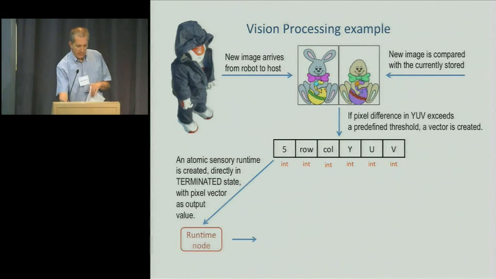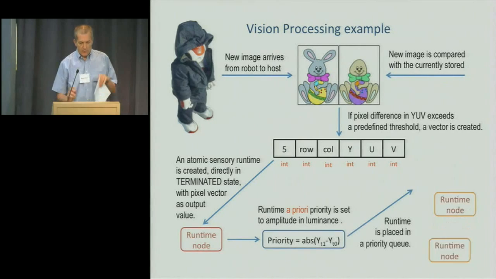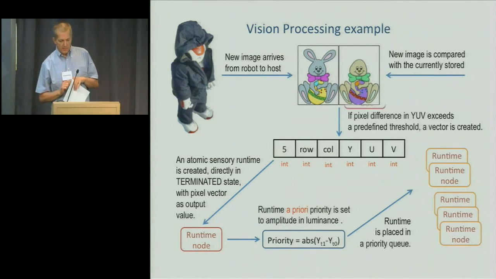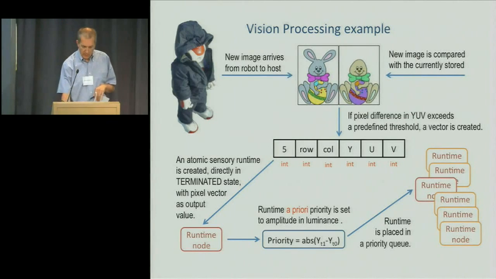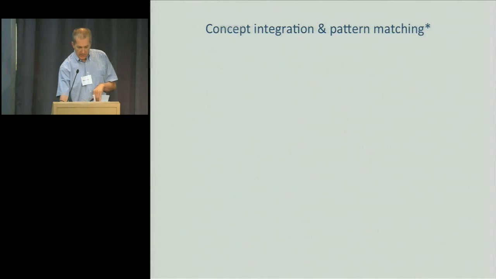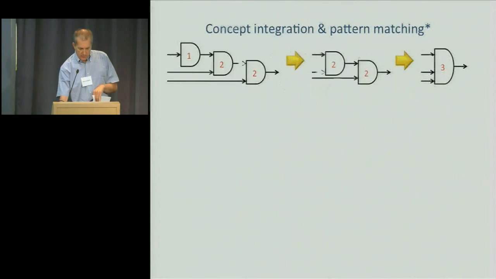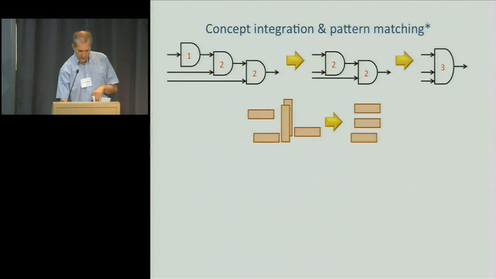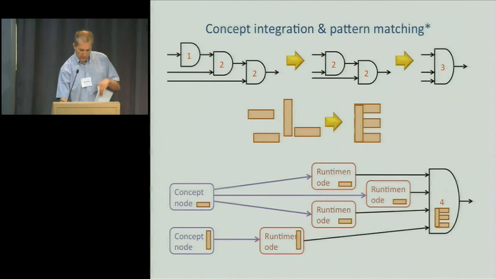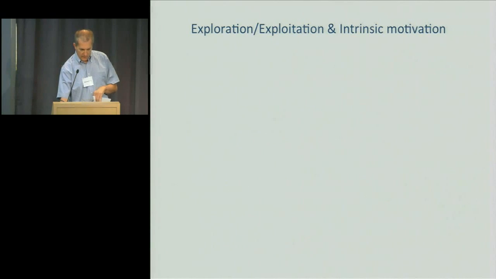And it is also assigned a priority that is currently set to be a difference in luminance, just as an a priori priority that may be then overwritten by another mechanism, and then it's placed in the priority queue. So that's how the processing of vision starts. We also have, I'll skip it, a mechanism for linking two concepts into one.